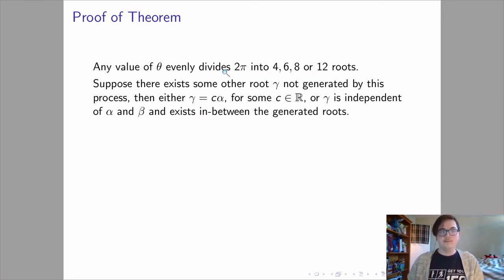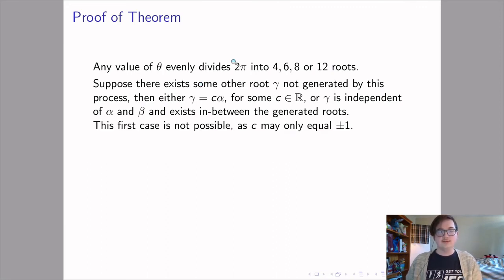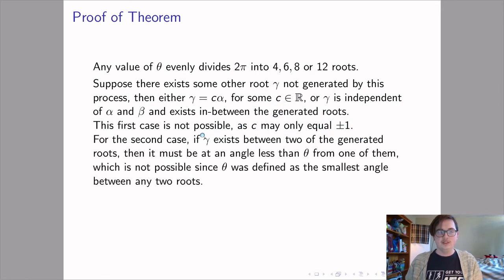Okay, so we're going to suppose that there exists some other root gamma not generated by this process. So we've generated a bunch of these roots, but we just need to see that those are the only roots. So if there's some other root gamma, then it's either going to be a scalar multiple of an existing root, or it will be somehow independent of our roots alpha and beta, and exists somewhere in between the generated roots. First case is not possible because C is only allowed to equal plus minus 1.